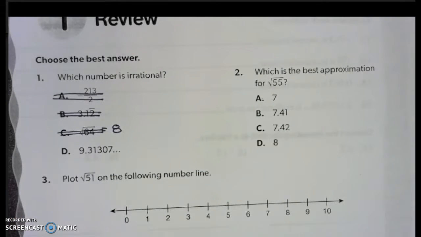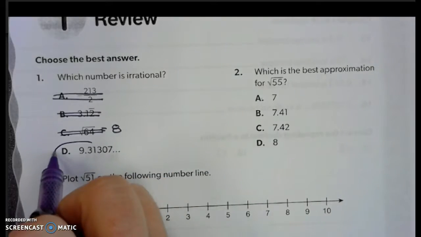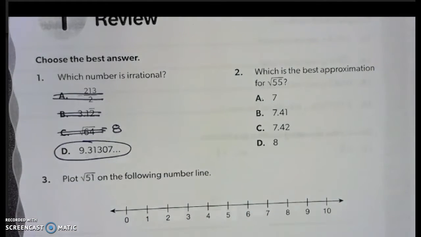The last one, 9.31307... meaning that it goes on forever, tells you that this is irrational. Okay, your irrational numbers, non-terminating, non-repeating decimals.